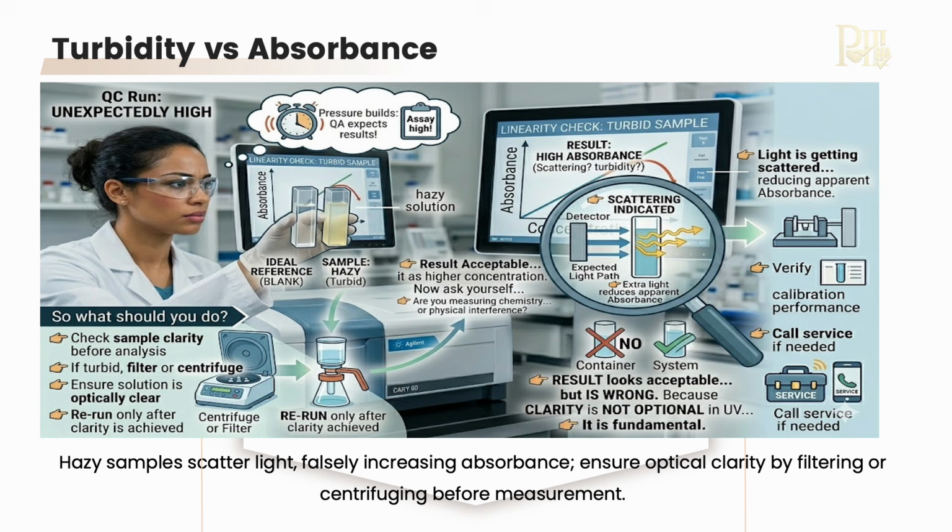What does UV actually measure? Light absorption. But what does turbidity do? It scatters the light. And UV cannot differentiate between absorption and scattering. So what is really happening? Your sample is not absorbing more, it is scattering more light, and you are misinterpreting it as higher concentration. Now ask yourself, are you measuring chemistry or physical interference?